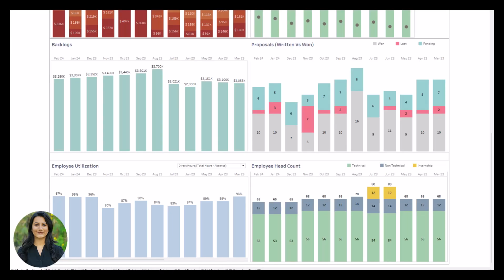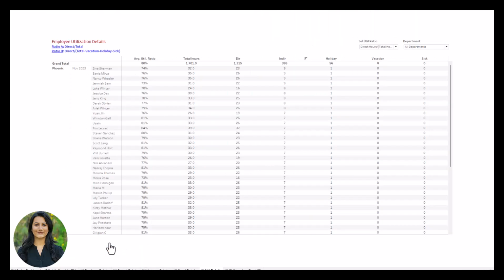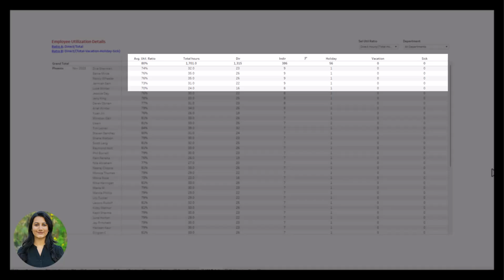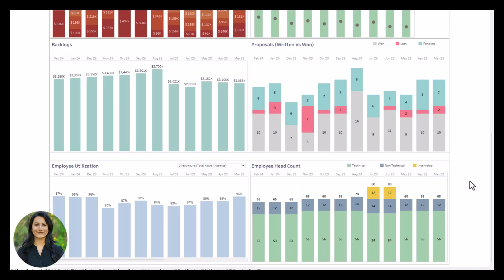This metric has improved in recent 3 months, indicating the workforce is being deployed more efficiently in recent months. Clicking on any month here will take us to another tab where we can see utilization details at an employee level. Let's click and select November 2023 to explore further. Here we get a list of all the employees along with other key details. We can also track headcount changes over time. It helps business leaders align staffing with project demands more efficiently.